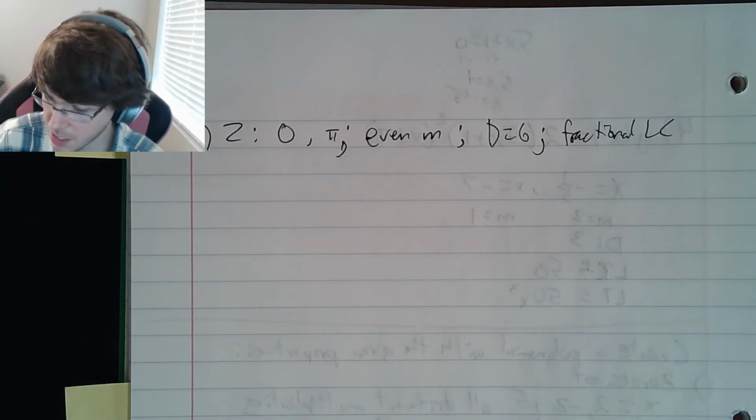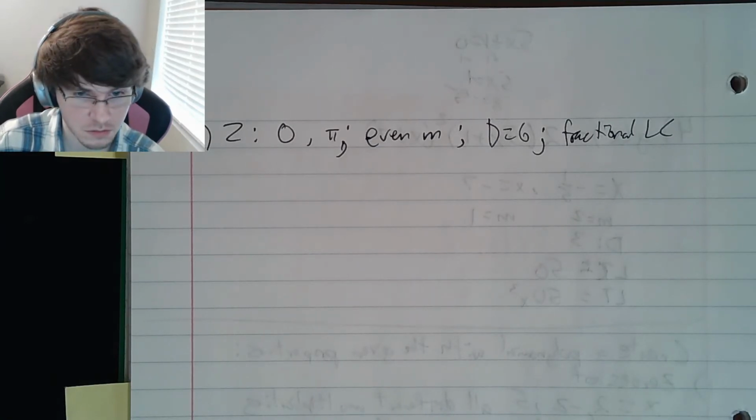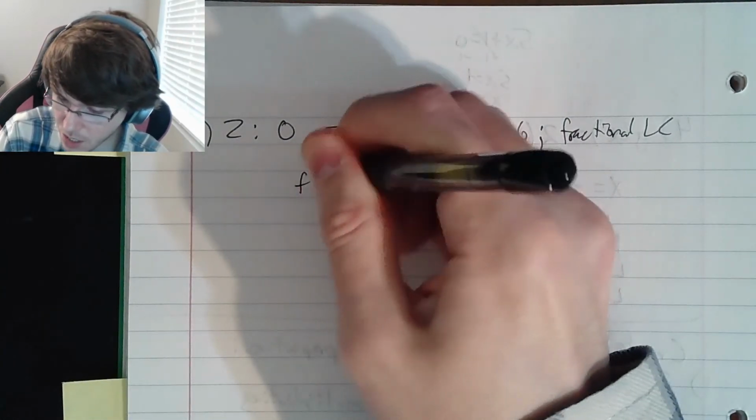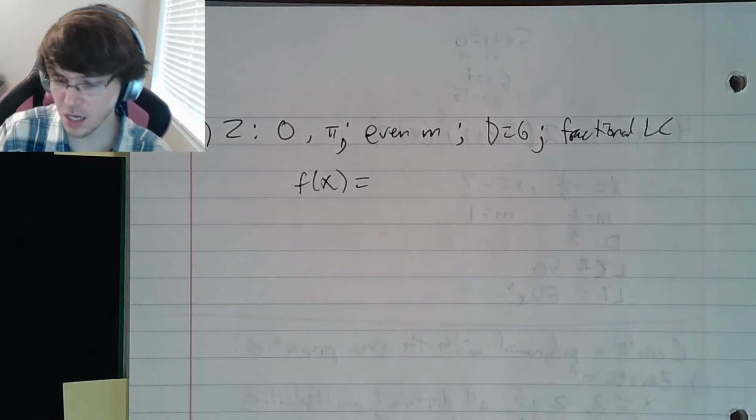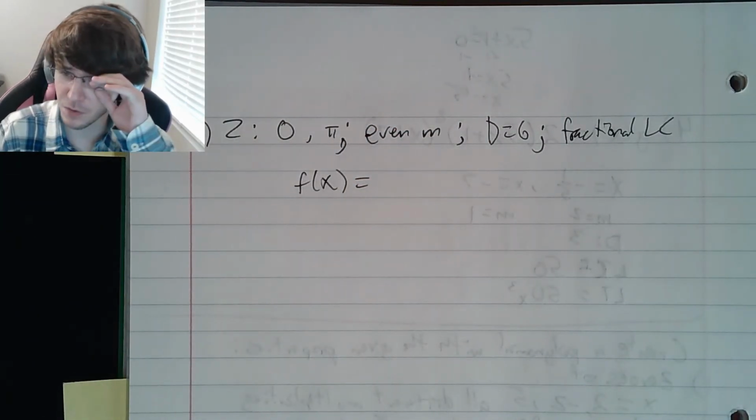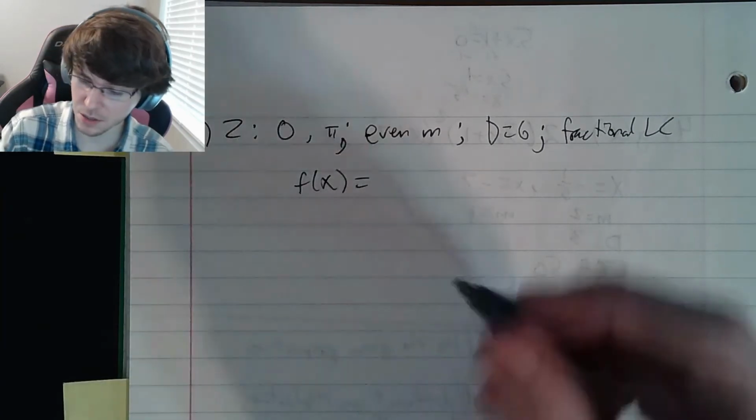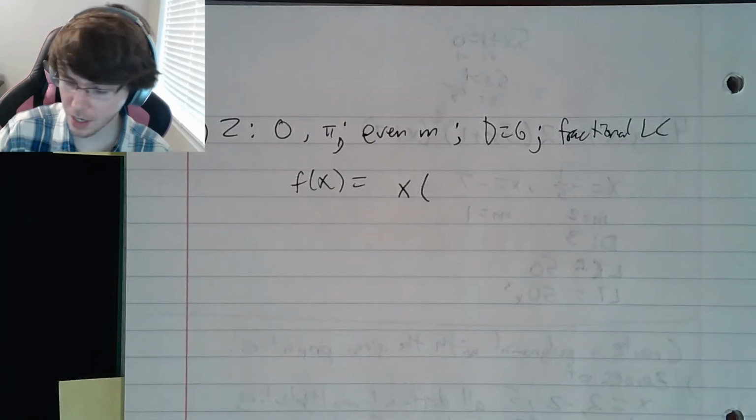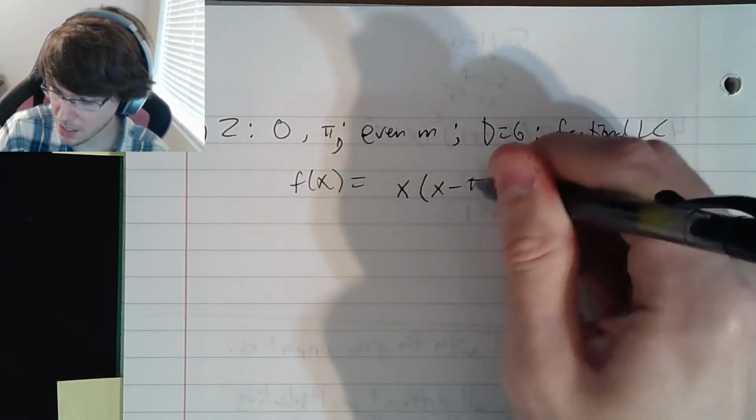So again, pause if you want to try it on your own. Would be a good idea. Do recommend it. See if you can figure out a question here on your own. We'll do f of x equals, and you could write x minus 0 here if you wanted to. You don't have to write x minus 0 because I would actually just write an x. And then a pi means x minus pi.